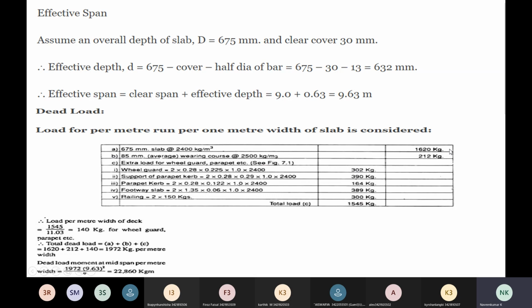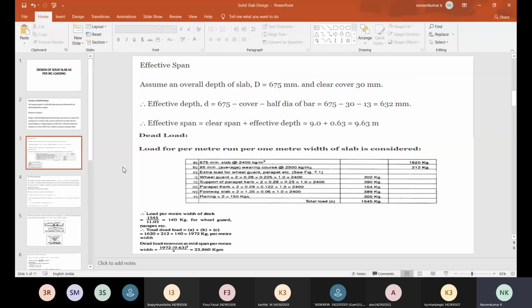1620 kg per meter. The second case is the wearing course. Wearing course is nothing but the floor finish that is applied. So the floor finish is called wearing course.